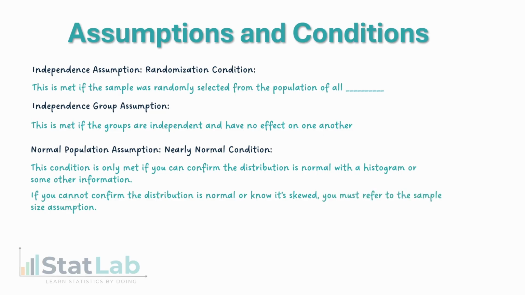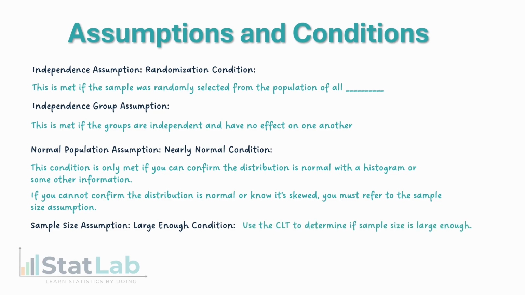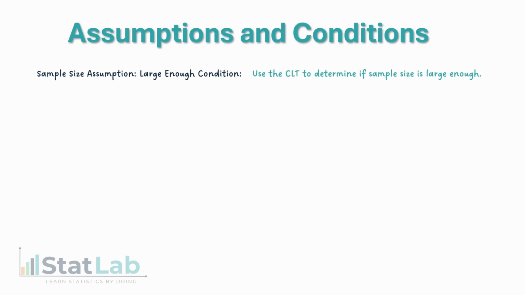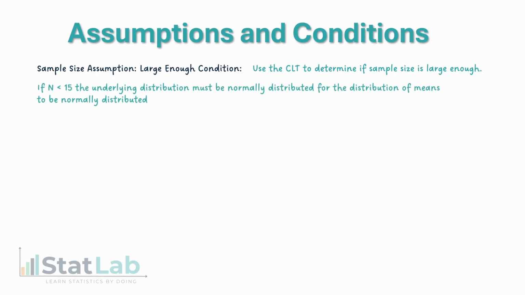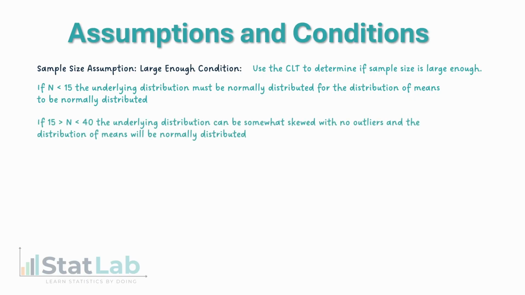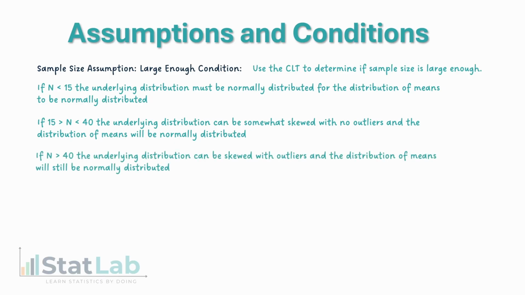And if you cannot confirm the distribution is normal or you know it's skewed, you must refer to the sample size assumption. And the sample size assumption uses the large enough condition. And we use the central limit theorem to determine if the sample is large enough. And for that, if n is less than 15, the underlying distribution must be normally distributed for the distribution of means to be normally distributed. And if n is between 15 and 40, it can be somewhat skewed, but with no outliers. And if n is greater than 40, then your underlying distribution can be skewed and have outliers, and your distribution of means will still be normally distributed.